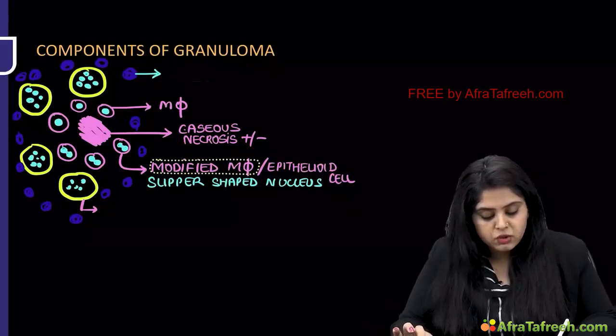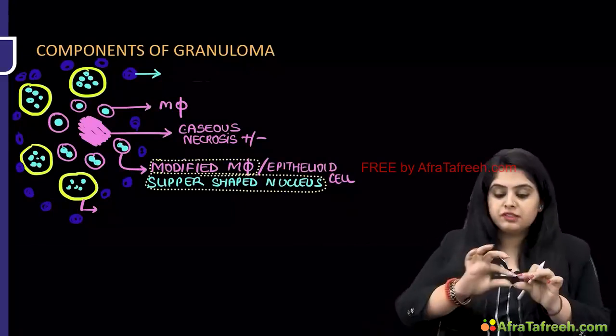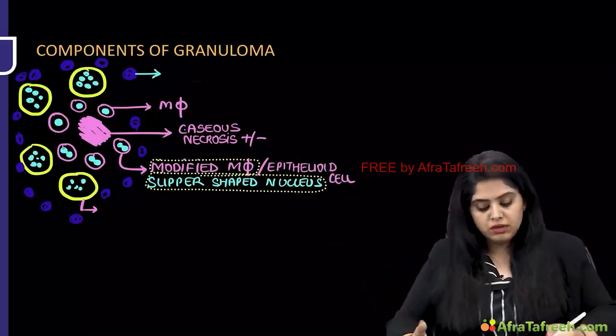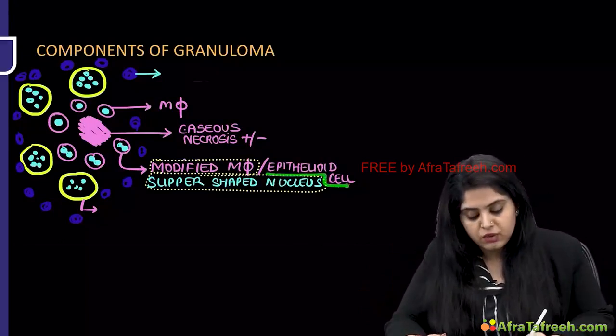What is the modification? Look at the shape of the nucleus. The nucleus has become long. That is a modified macrophage. What do you call a modified macrophage? It is known as an epithelioid cell.